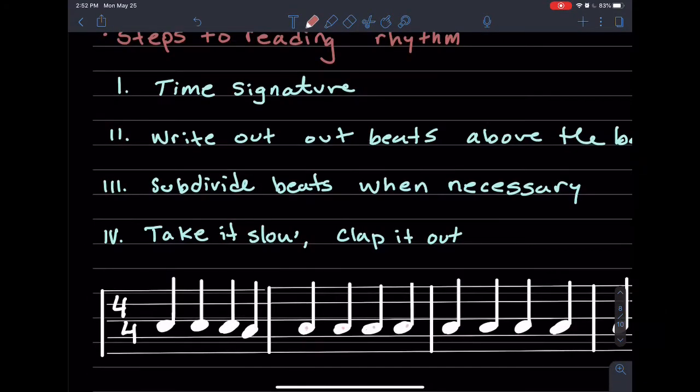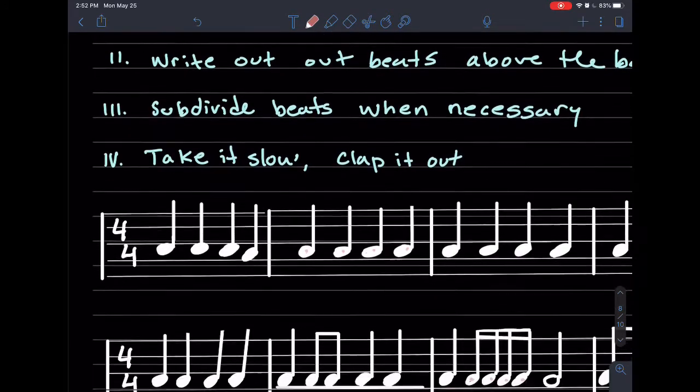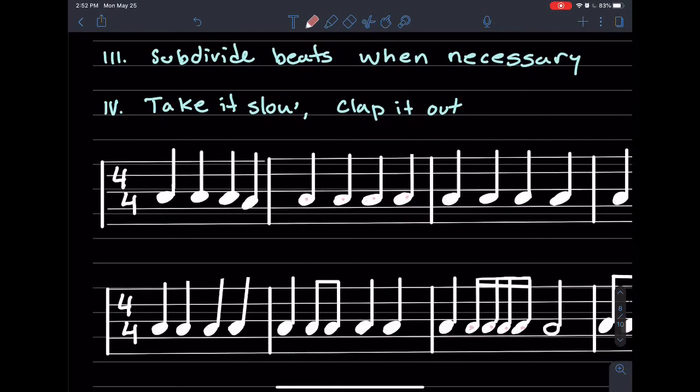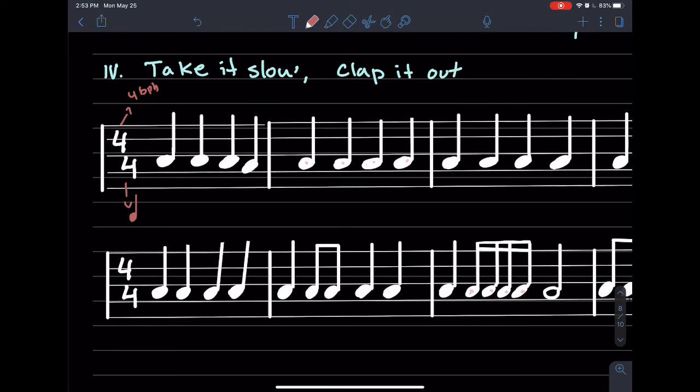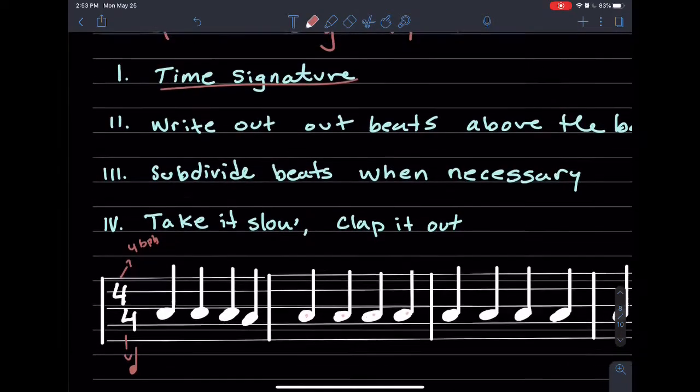So step 1 is time signature. We have to identify the time signature. So in this case, we're looking at 4/4. We have 4 beats per bar. And down here we have the quarter note. If you didn't know that, I have a whole video about time signatures. That means if we do our math, we have 4 quarter notes in a bar: 4 beats in a bar, each quarter note is worth a beat.